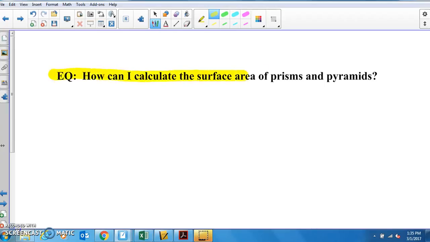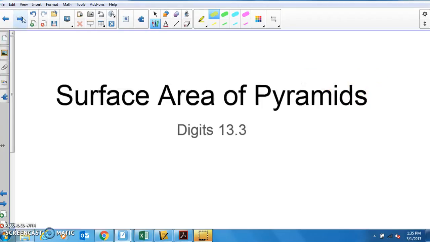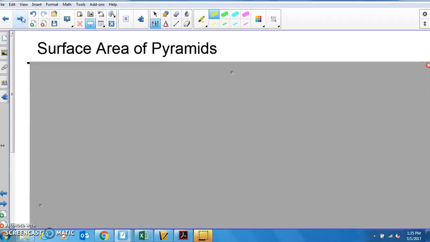So if you'll copy down this essential question: how can I calculate the surface area of prisms and pyramids? The other day we talked about prisms, so today we're going to move on to pyramids. All right, so our section of study is surface area of pyramids, and this is going to go with digits 13.3.